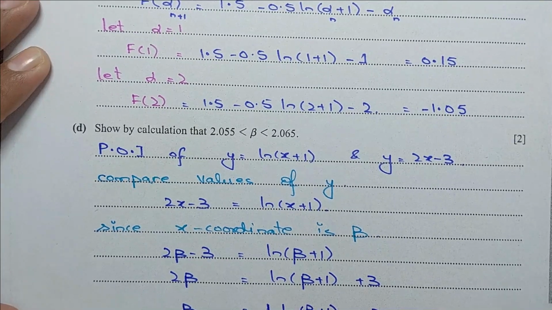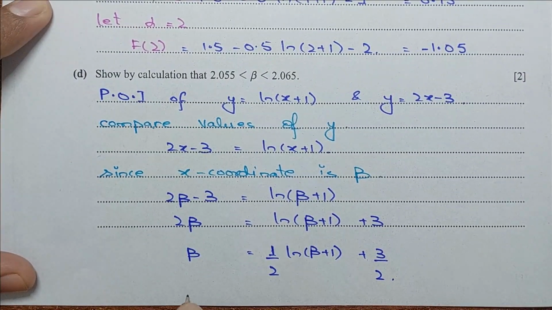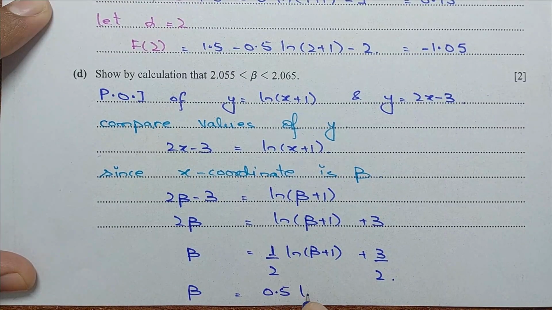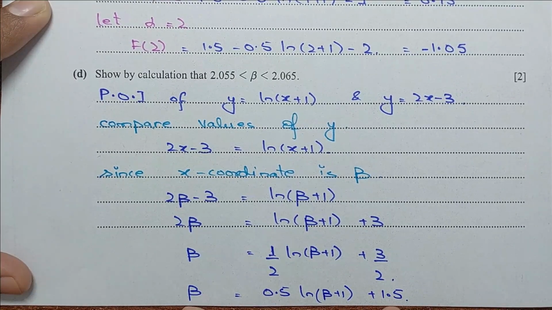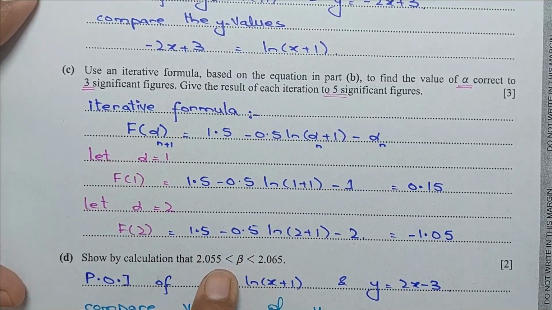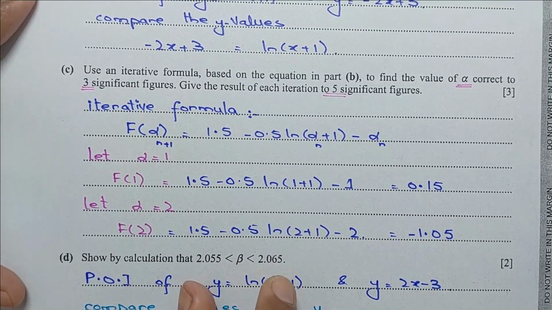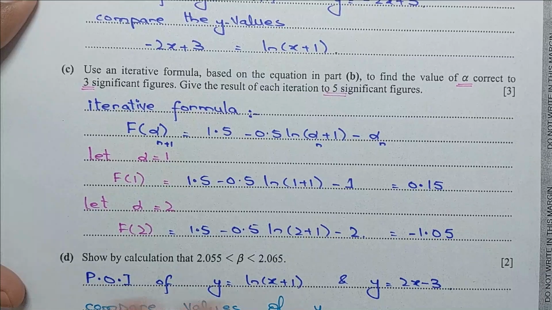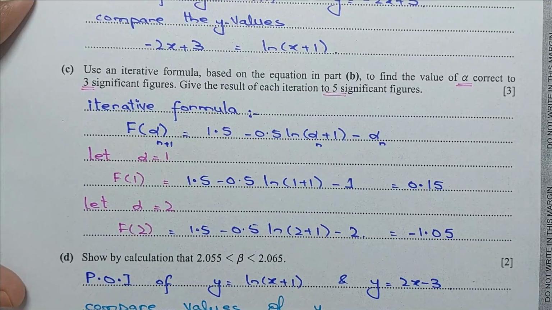So replace, divide everything by 2. So here beta would be equal to 0.5 ln(beta plus 1) plus 1.5. Now we have to make an iterative formula, this type of formula, and check whether the sign change happened between these two. Then we can say the value of beta lies between these two numbers.